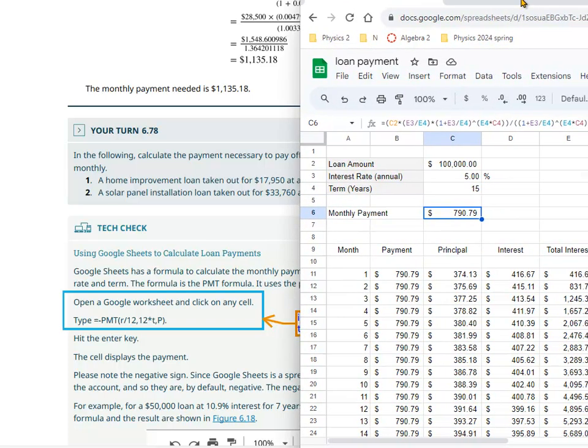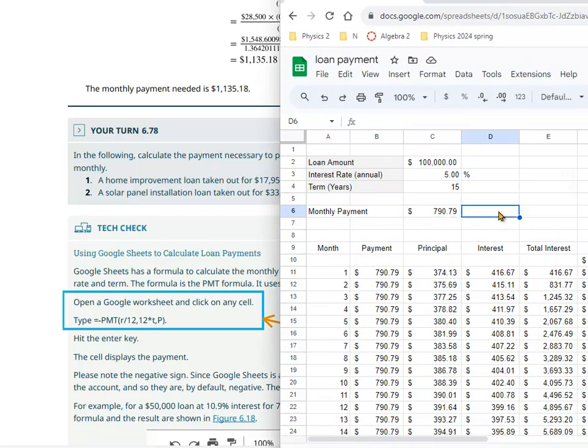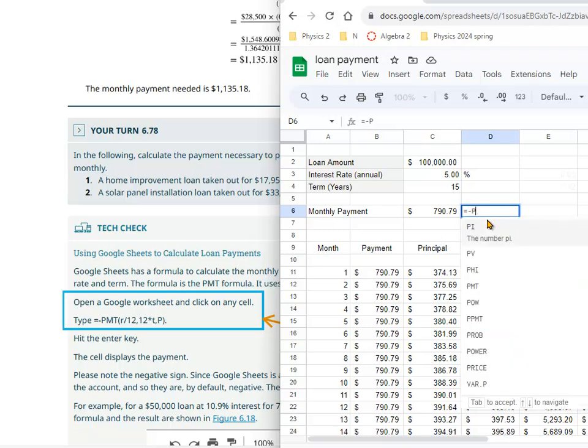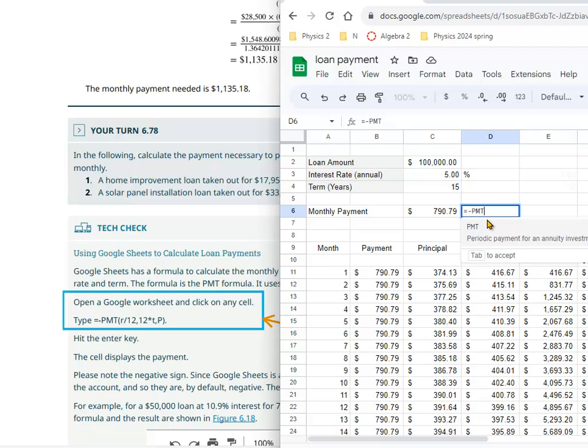So here's what I'm going to do. I'm going to click over here. I'm going to copy this exactly the way it says here. So equals negative PMT. And I did that early and it worked just nicely. It actually opened up parentheses for me. All right, okay, there it is, the parentheses.